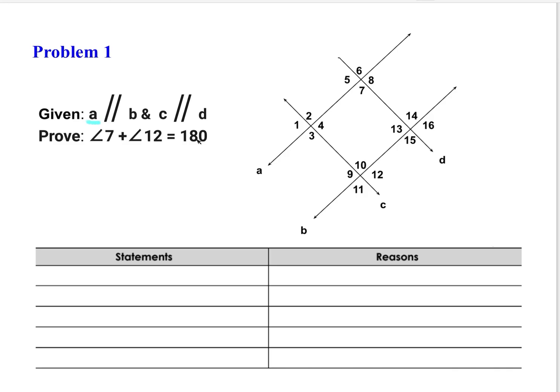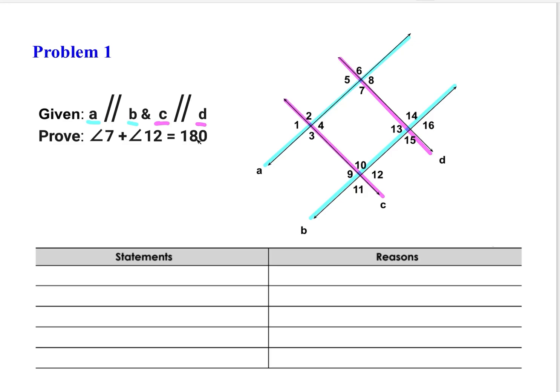We're given that A and B are parallel lines. We're also given that C and D are parallel lines. So since each of these lines passes through two lines, then each of these lines is also considered a transversal line.